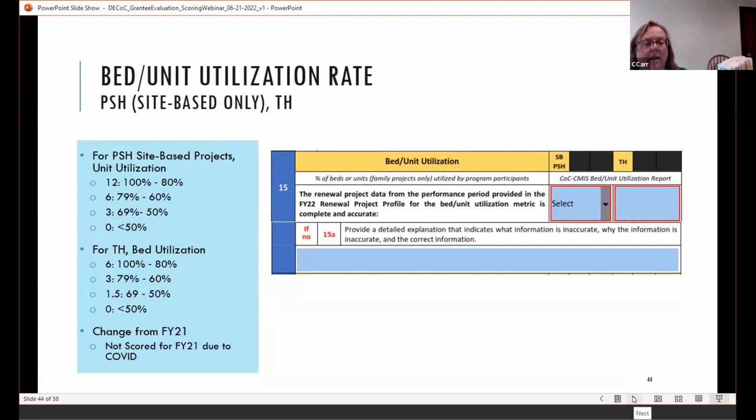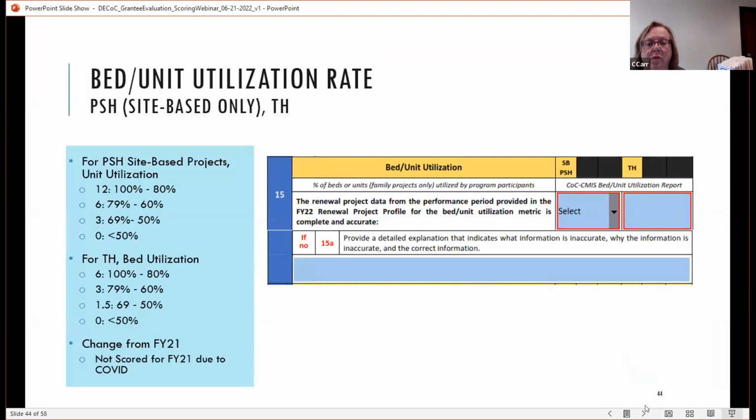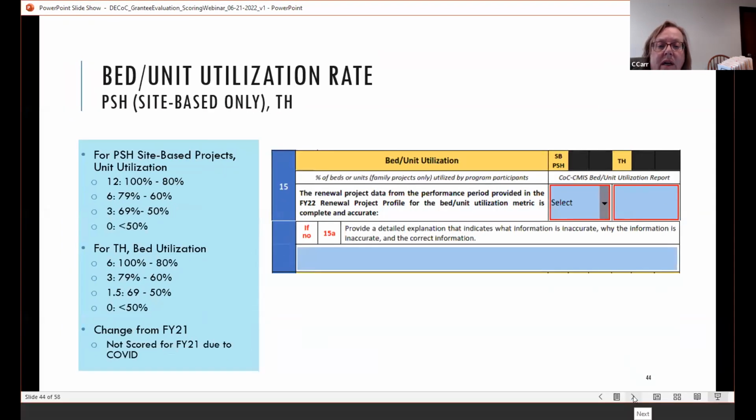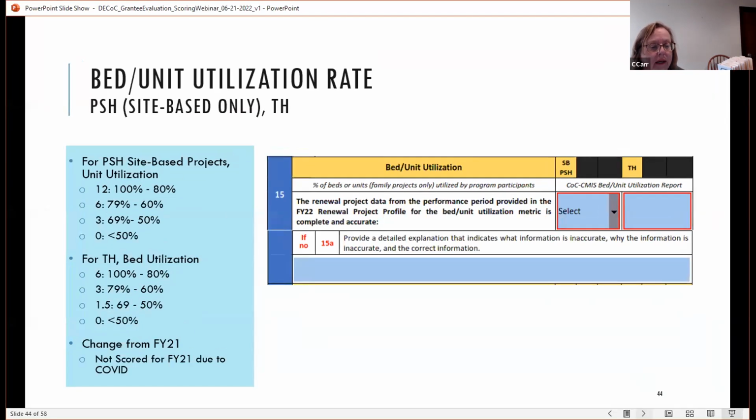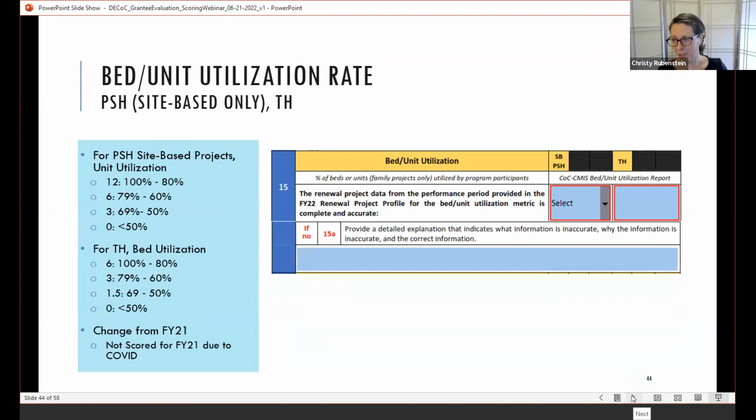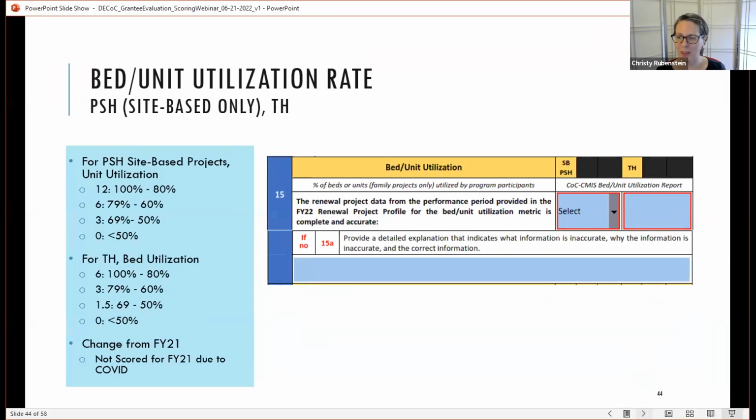Okay, so that explanation that I'm seeing on the screen is not 100% correct. Yeah, so if you look right under the actual screenshot, it says percent of beds or units, and then in parentheses, family projects only utilized by program participants. Okay, a percentage of beds and units, family, right. So we'll use units for family projects and beds for the rest. Okay, great, thank you. That's my bad, my apologies, folks. I will correct that on the slide deck before it goes out.